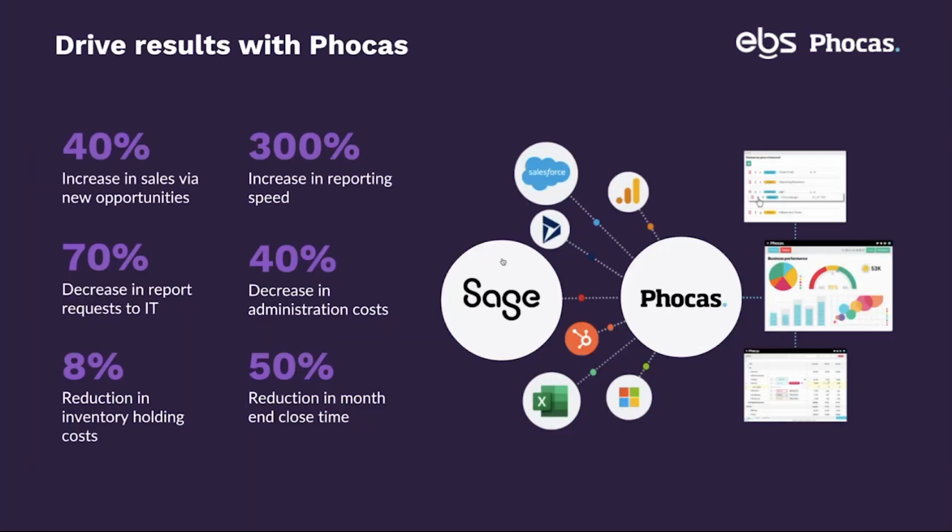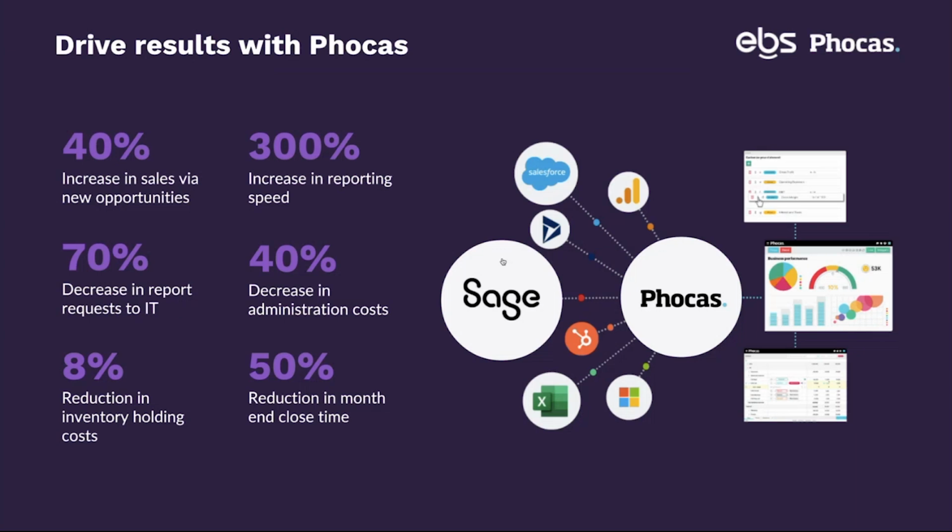Now, in terms of driving results, we see a full range of results across our customer base. It could be in the form of, for example, 40% increased sales via new opportunities, 300% increase in reporting speed, 70% decrease in reporting IT requests, so not having to always rely on the IT infrastructure to produce those reporting requirements. 40% decrease in administration costs, so taking away the process of having to go via a third party to administer any changes.